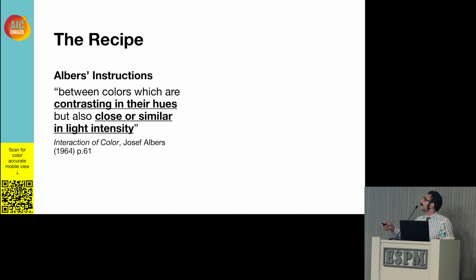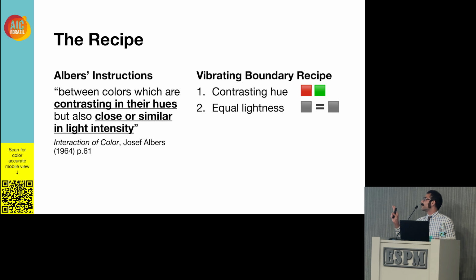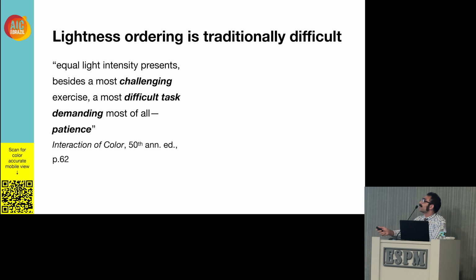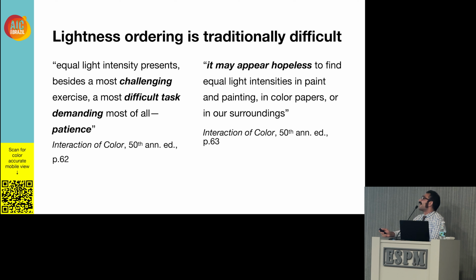And so going back to his recipe, we can simplify it into requiring two ingredients. One, the hues have got to contrast, and two, the lightness has got to be equal. Vanishing boundaries, he goes on to explain, are essentially the same, just with similar hues instead of contrasting hues. And so this lightness equality is the problem with these vibrating and vanishing boundaries. Albers himself says that this is a challenging exercise, a most difficult task demanding most of all patience. That sounds hard. And he even goes as far as to say that it may appear hopeless to find equal light intensities in paint and painting, colored papers, in our surroundings, and I'll add in 2024, HSB in your Photoshop color picker.